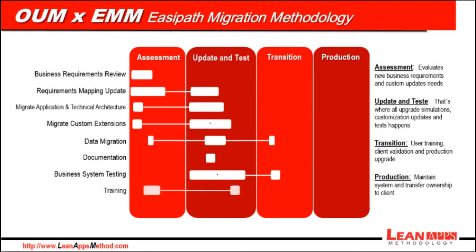Next process within EMM is training. The training process prepares both users and administrators to assume the tasks of running the new version of Oracle EBS. And finally, production migration. The goal here is to migrate the organization's system and people to the new release of the Oracle application.